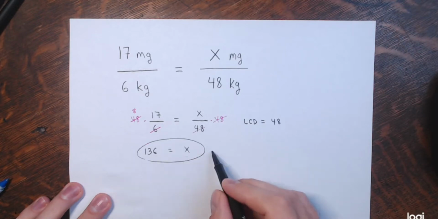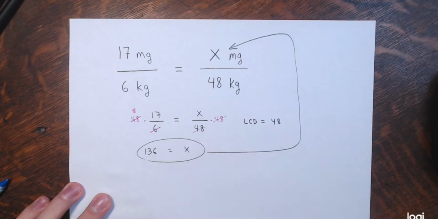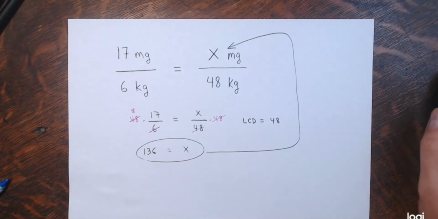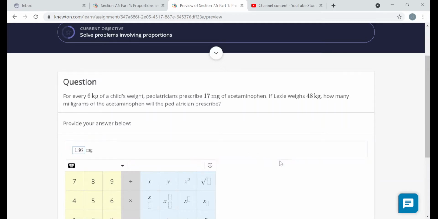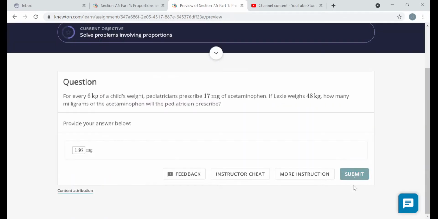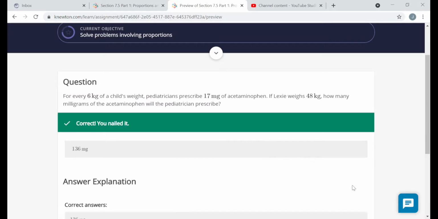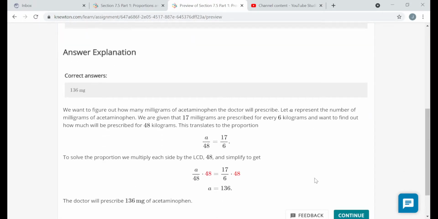And there you go. Don't forget what this represented: the amount of milligrams of acetaminophen that the pediatrician would prescribe to Lexi. You can write that out in a sentence if you want. The pediatrician will prescribe 136 milligrams of acetaminophen to Lexi. But back on the page, I'm just filling in a blank with 136. Notice it's milligrams after, so you don't have to type in milligrams, it's already there. Wonderful. And again, please read through answer explanations.